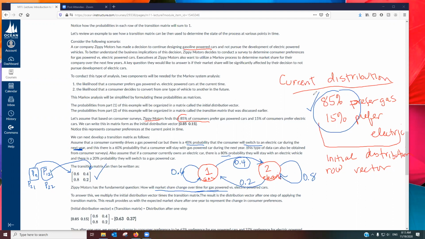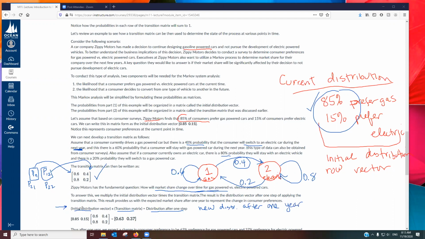Well, the way you answer that is you take the initial distribution vector and multiply it by the transition matrix. That gives me the distribution after one step. In our example, this will be the new distribution after 1 year, because we're working with 1 year as our time period in this example.